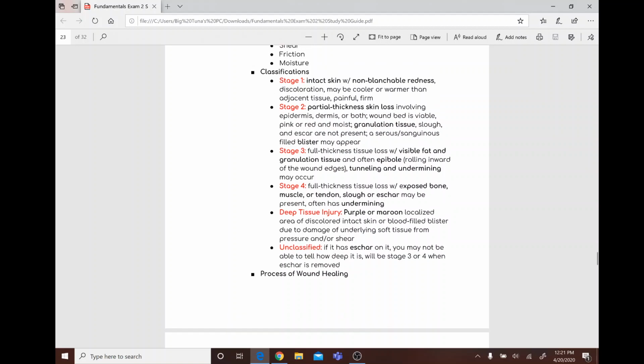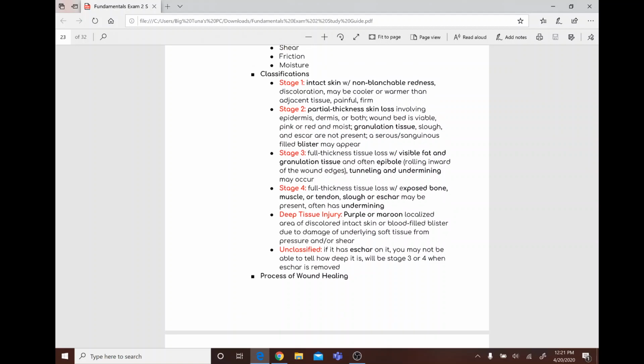What is a stage 3 pressure ulcer? Full thickness tissue loss with visible fat and granulation tissue, and often epibole, which is rolling inward of the wound edges. Then tunneling and undermining may occur. What is a stage 4 pressure ulcer? Full thickness tissue loss with exposed bone, muscle, or tendon. Slough or eschar may be present, often has undermining.